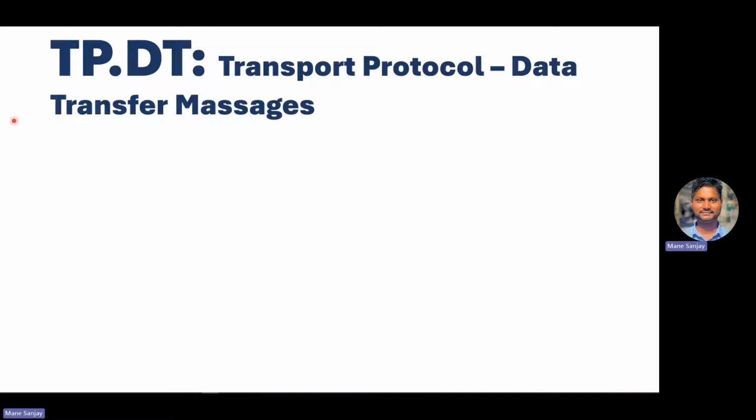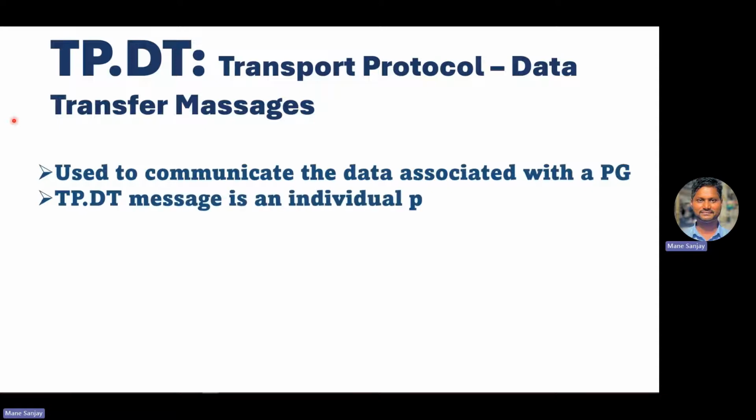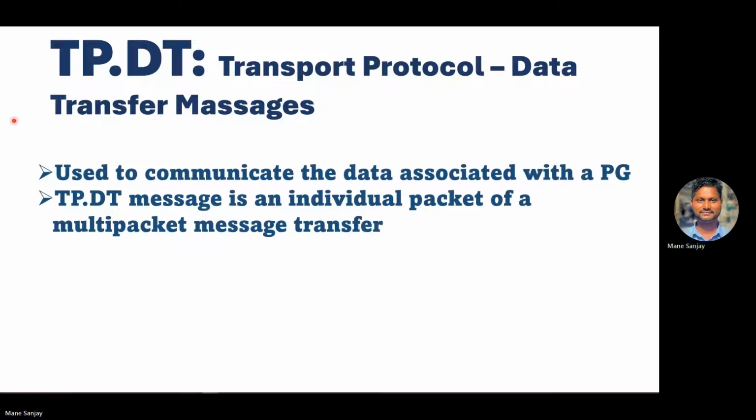Then the next message starts with sequence 2, then subsequently 3, 4; that way it sends the packets. So what is the use of this TP.DT? It is used to communicate the data associated with the parameter group. A TP.DT message is an individual packet of the multi-packet message transfer. Very simple. The multi-packets are transmitted sequentially: 1, 2, 3.